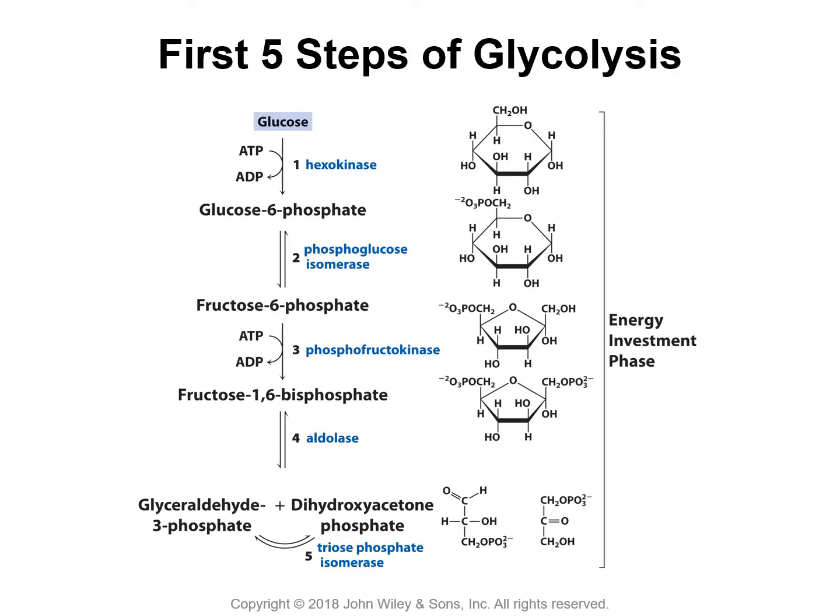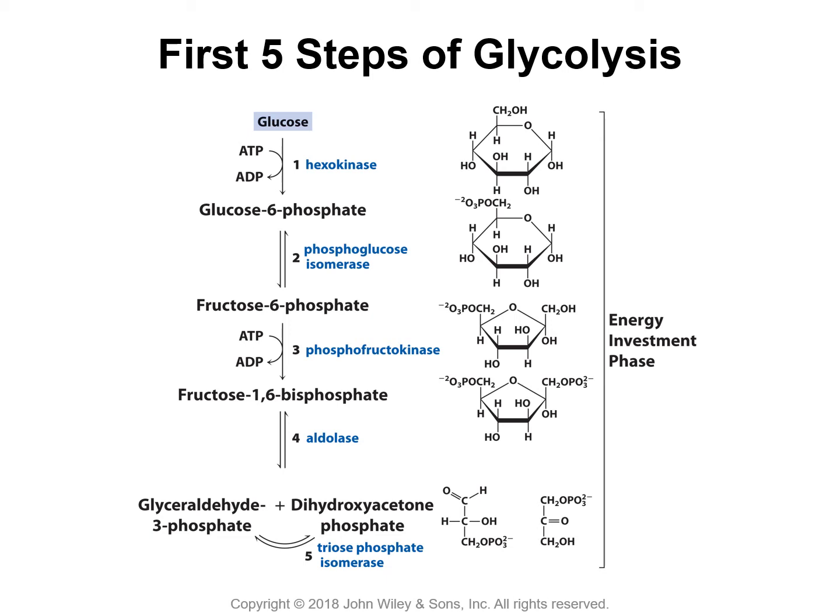Now we're going to go through the phases of glycolysis. Reactions 1 through 5 are considered the energy investment phase of glycolysis. The first 5 reactions are a preparatory phase for the second, and then the second phase is energy producing. So this is the energy investment phase.